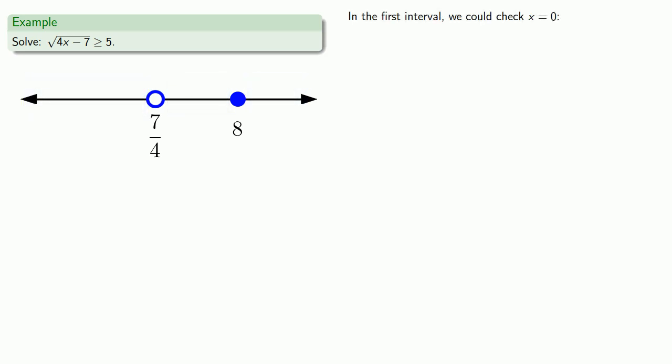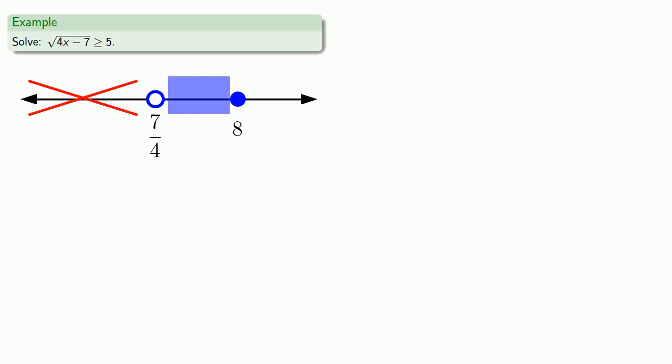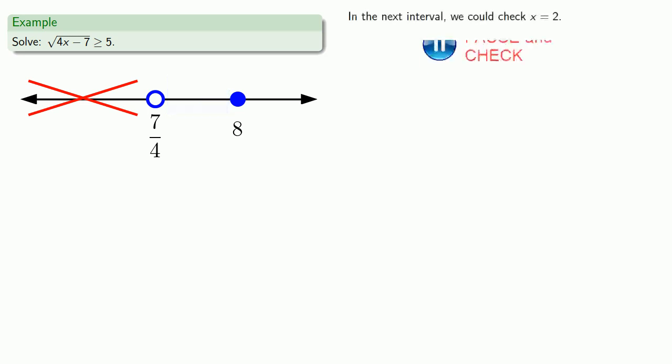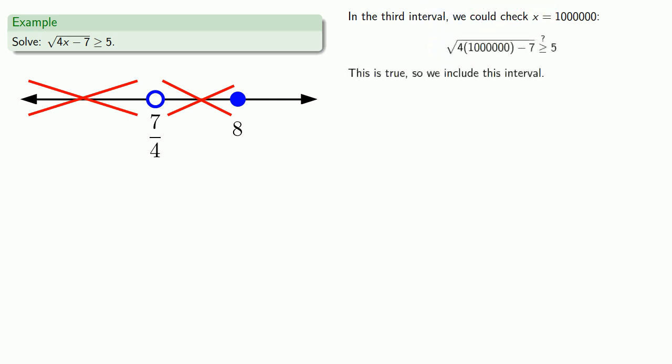So in the first interval, we could check x equals 0. Now this gives us the square root of negative 7, and since this isn't even defined, x equals 0 is not a solution, so we should exclude this first interval. In the next interval, we could check a point in the middle, say, x equals 2. And we find that this is false, so we need to exclude this interval. In this last interval, we could go big, because this includes everything to the right of 8, so we'll check x equals 1 million. And we find this is true, so we should include this last interval.